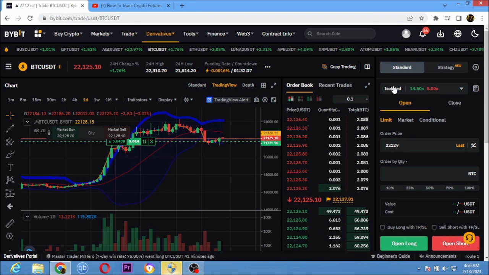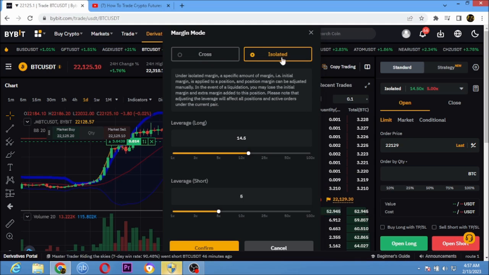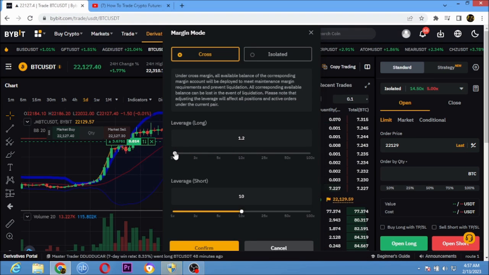With futures trading, we always have to select our leverage. Our leverage is either cross or isolated. Let me say we have $1 and we want to use leverage. If I put $1 with no leverage, it means I will trade exactly $1. But when I increase my leverage to 5x, I will be trading $5, but in my account I'll be having only $1. So it means I have right now $5 to trade.